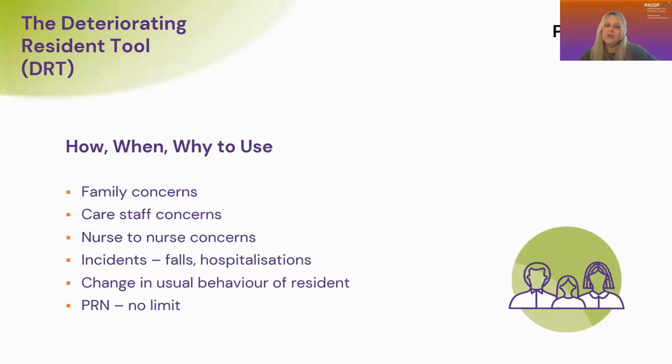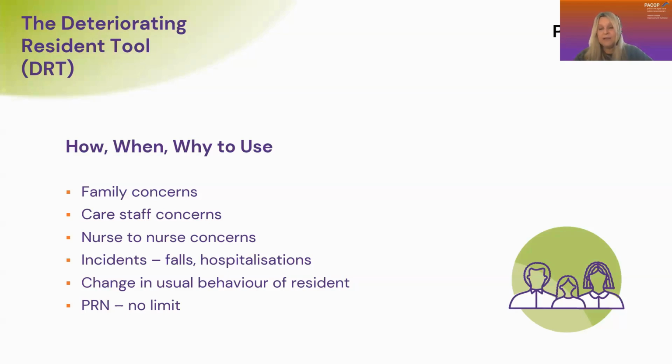It's good information to the nurses that makes you feel confident to have conversations with either your GP, with your family, with your specialist palliative care providers. So as we've got listed here, family concerns is when you do it, care staff concerns, nurse to nurse concerns. And we'll talk about this in the next slide, but when you're handing over to the next shift, obviously you should be speaking about any incidents or residents of concern. This is where the deteriorating resident tool comes into it.